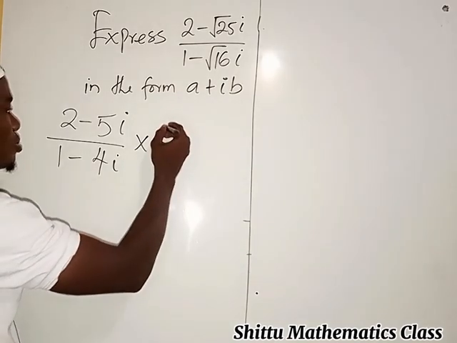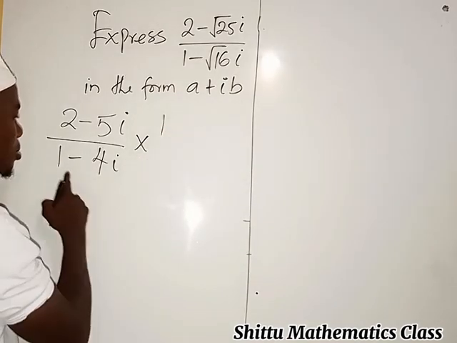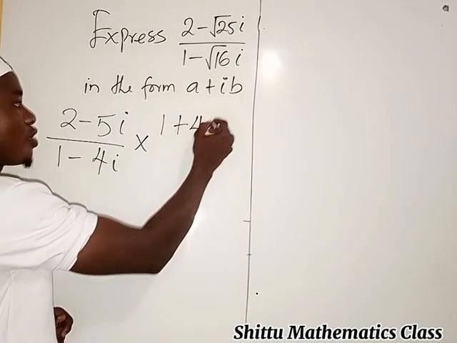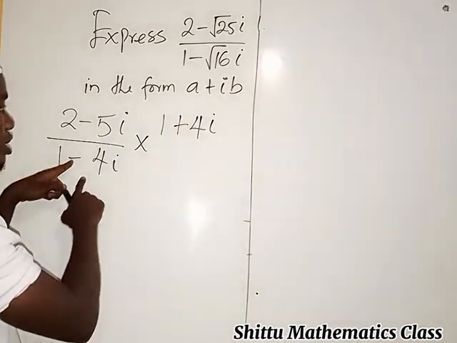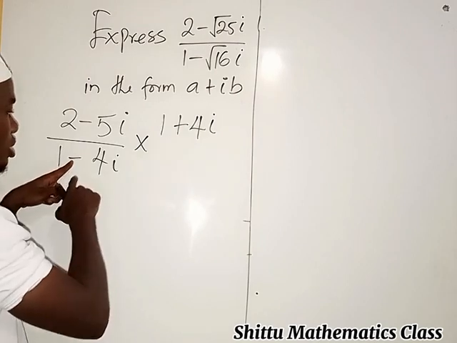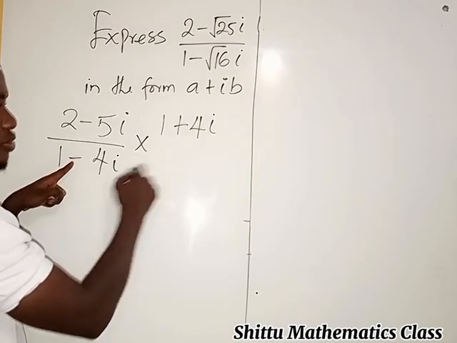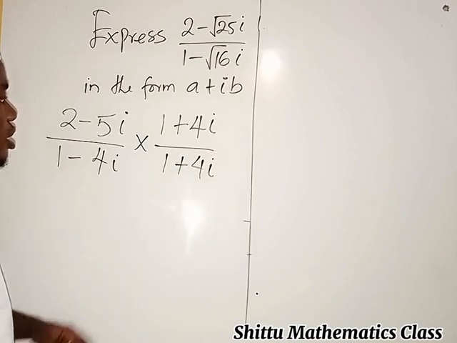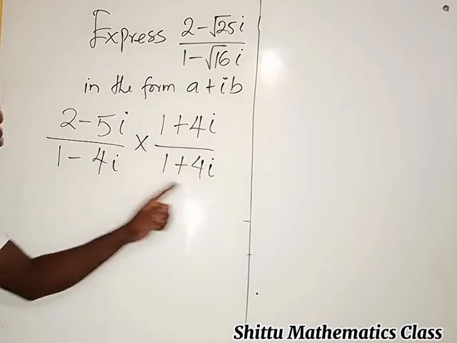So we're going to see that we have 1. The conjugate of 1 minus 4i is going to be 1 plus 4i. That is, I change this minus to plus, and this becomes the conjugate of this. Then multiply by 1 plus 4i. Do you understand now? So I multiply this by this, then this by this.